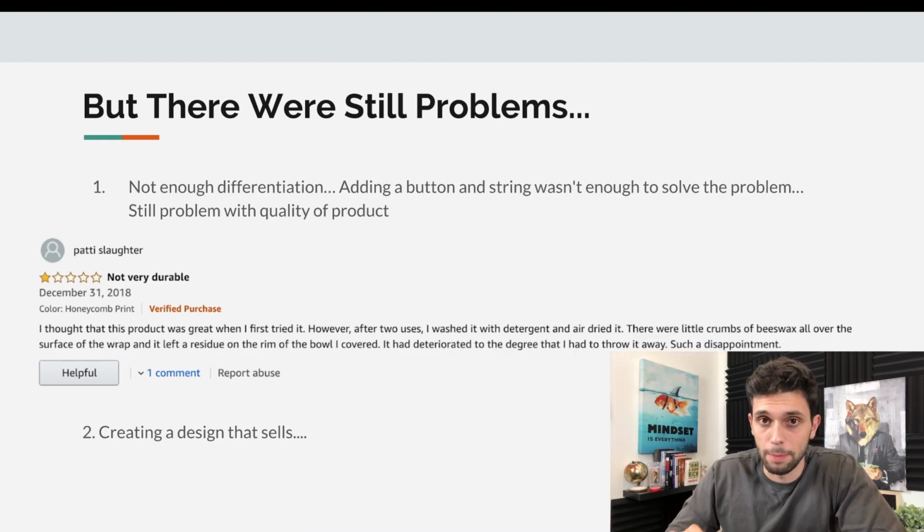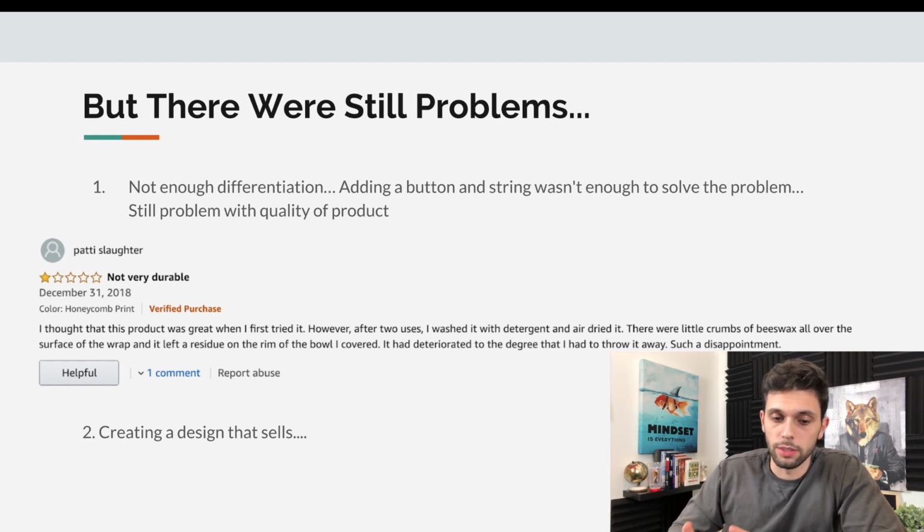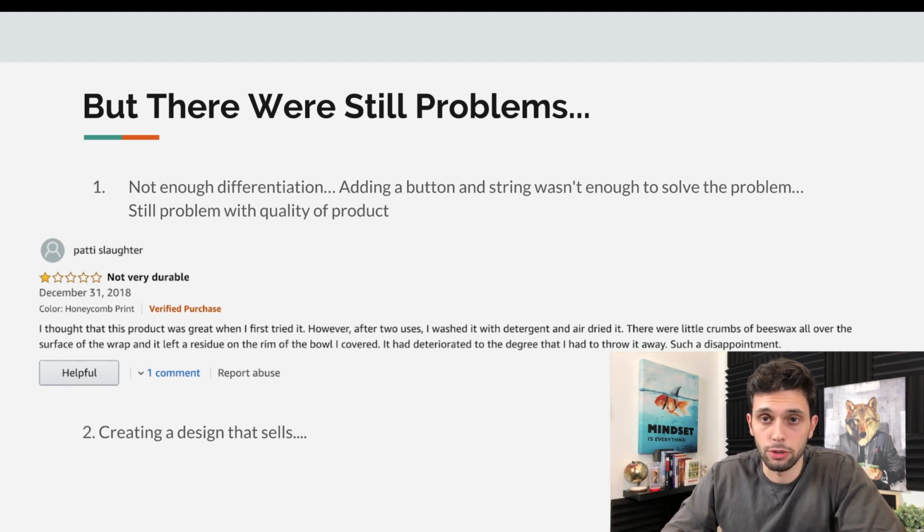But there was still a couple of problems. The first problem was I didn't think that the button and the string itself was a big enough differentiation to solve the problem. It solved one of the problems, but it didn't solve the one about it crumbling and stuff like that. And number two was I had to create a design that sells.